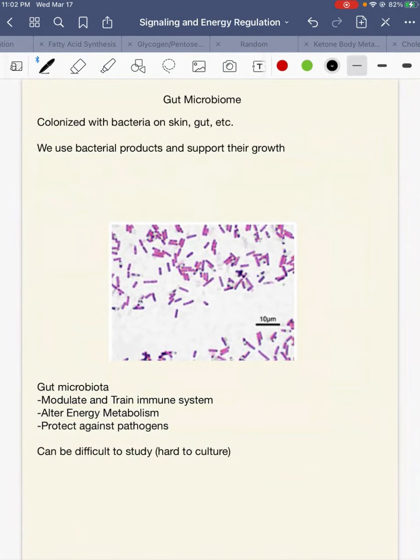Okay, so I think the last few things are about the gut microbiome. The gut microbiome is colonized with bacteria on the skin and the gut. We use bacteria products, and we also support their growth. Gut microbiome helps modulate and train the immune system. We also trade different products with them. They alter energy metabolism, and they can actually protect us against pathogens. They can be difficult to study because they're very hard to culture.